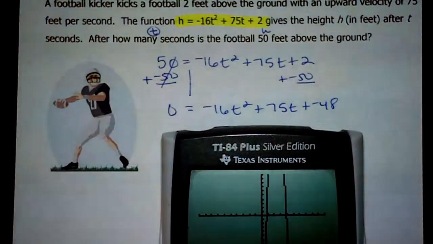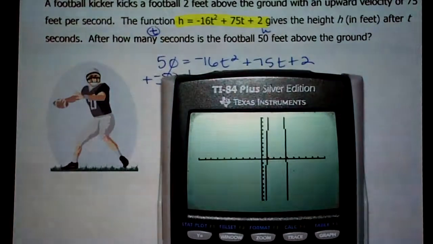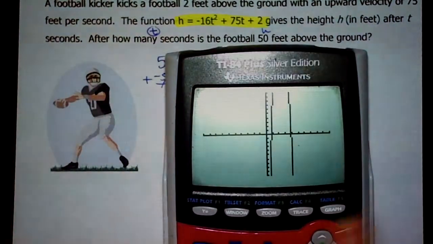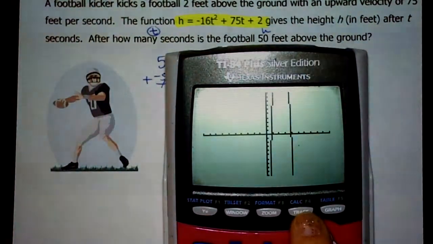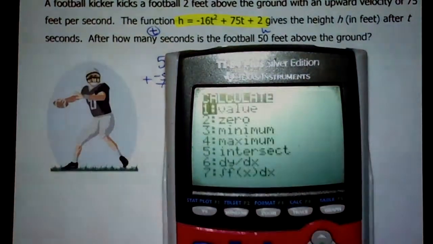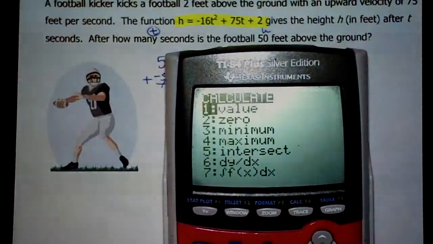This is where your calculator is so awesome. I mean, it's awesome all the time, but now it's even more awesome. Go to your calc feature. To get to calc, it's right above the, see the word calc above the word trace? Press second trace. Okay, now this is so nice.